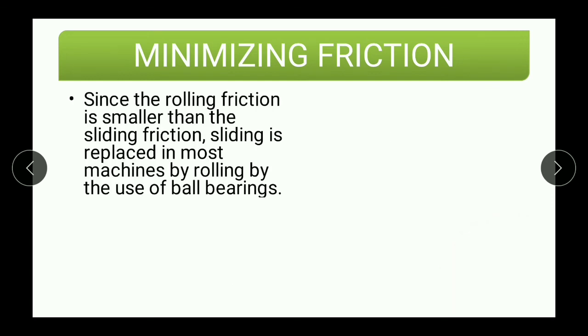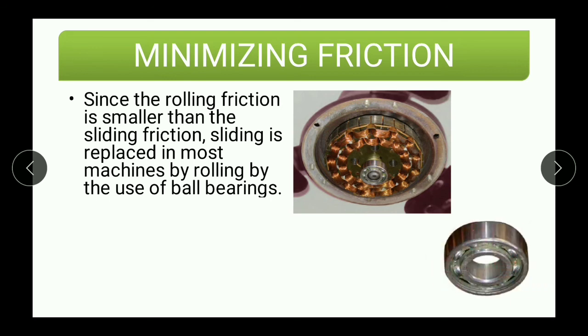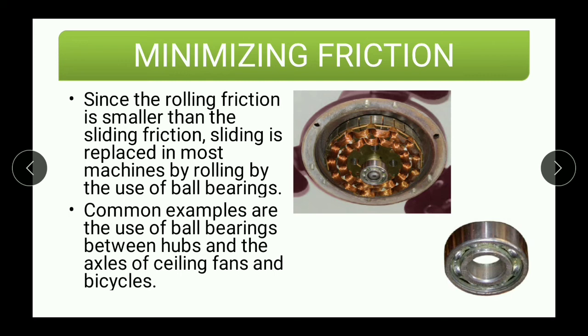Now that we know that rolling friction is smaller than sliding friction, sliding is replaced in most machines by using ball bearings. So this is an example of it. There are ball bearings inside these motors so as to offer less friction. Common examples are the use of ball bearings between hubs and the axles of ceiling fans and bicycles. While repairing the fans or bicycles, you might have observed that in the motor there are these ball bearings which help us to reduce the friction.